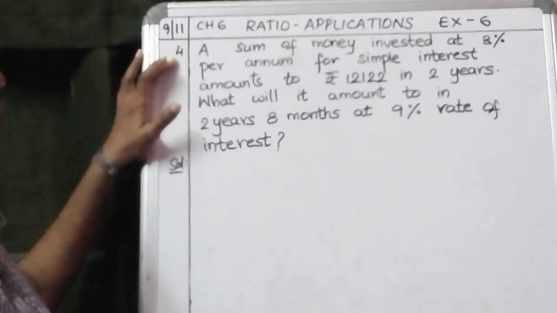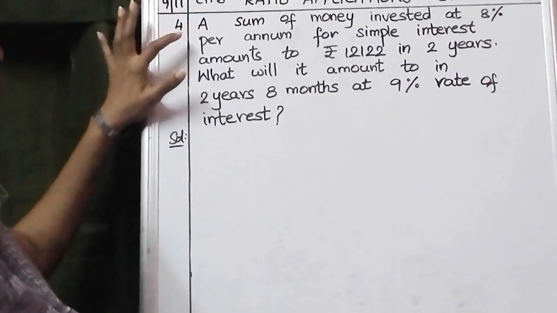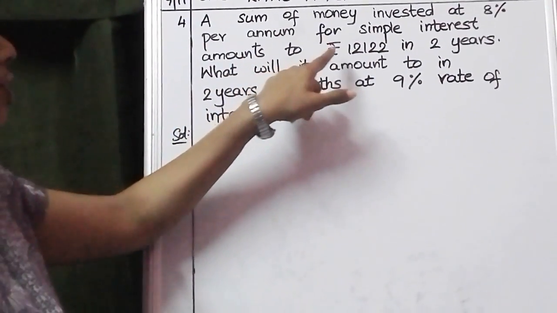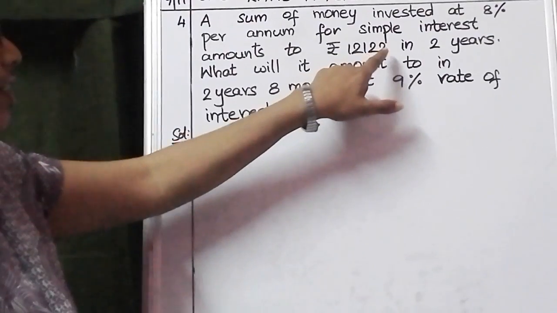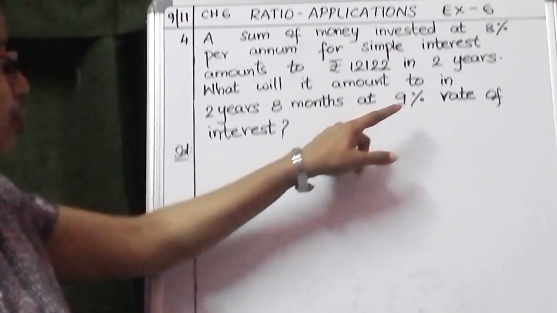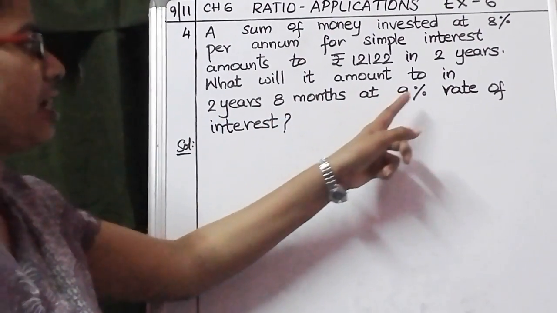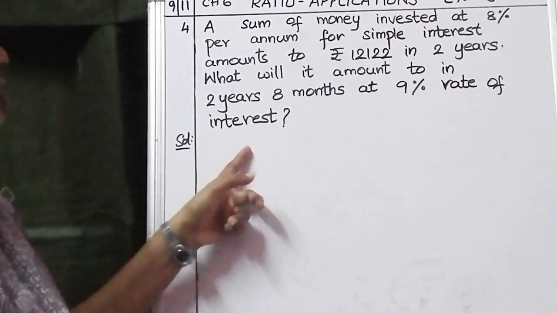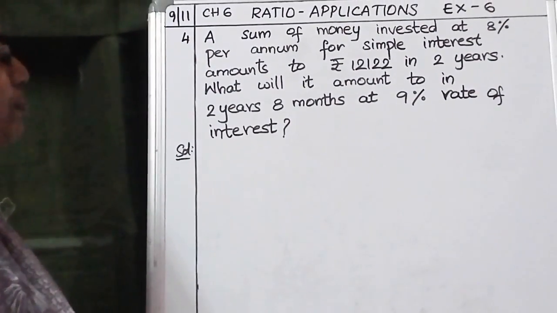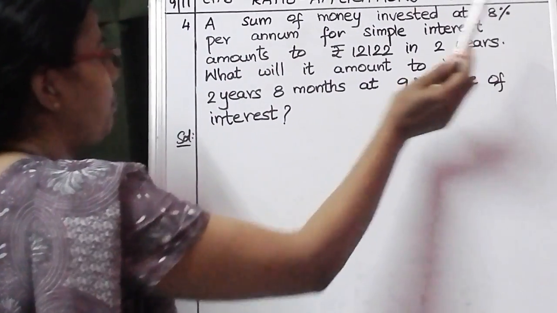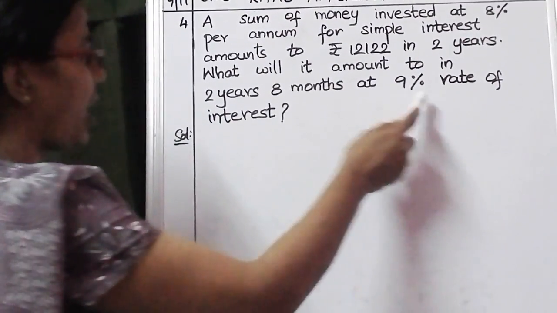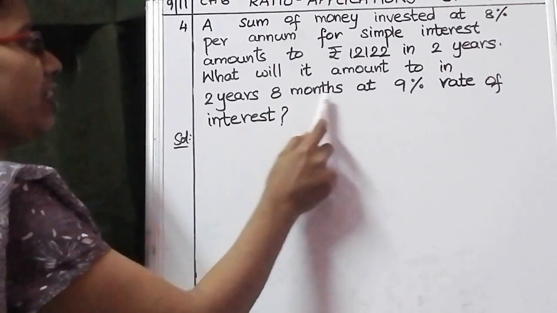Okay, let us do the fourth problem. A sum of money invested at 8% per annum simple interest amounts to rupees 12,122 in 2 years. What will it amount to in 2 years, 8 months at 9% rate of interest? So here two parts are there in this. The first part is 8% per annum and 2 years. The second part is 9% per annum and 2 years 8 months.